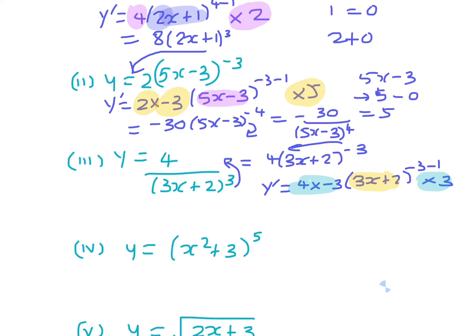4 times minus 3 is minus 12. Minus 12 times minus 3 is minus 36. Minus 36, 3x plus 2 to the power of minus 3 minus 1, which is minus 4. So you could put it without the negative indice by bringing it down to the bottom, which is 3x plus 2 to the 4.